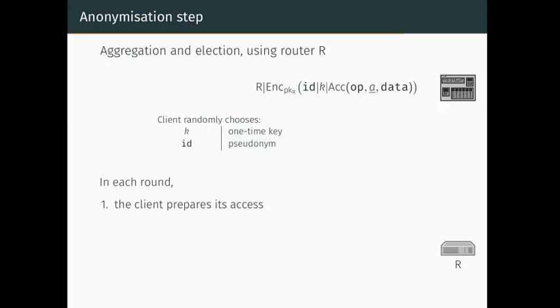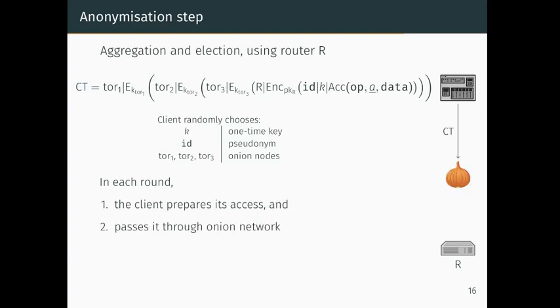This will be the final step in an onion encryption, and so the client chooses 3 onion nodes. For ease of understanding, just think of the clients forming an onion network amongst themselves. However, this could be any onion network. Then the client prepares the onion ciphertext and passes it through the onion network such that it will eventually reach the router. As all M clients follow this procedure, the router receives M ciphertexts, which it then decrypts.